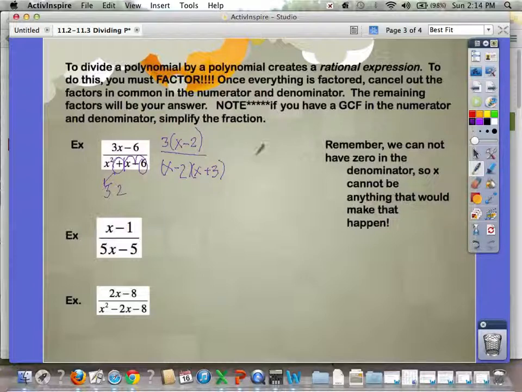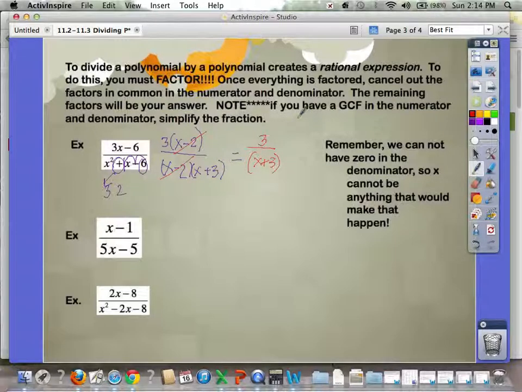Okay, now once you have everything factored and simplified, then you can cancel things out. I have an x minus 2 here and an x minus 2 here, so I can cancel those out because they would just make 1. And that leaves me with my final answer as 3 divided by x plus 3. You multiply across the top, and all I have left is the 3. And you multiply across the bottom, and all I have is x plus 3.